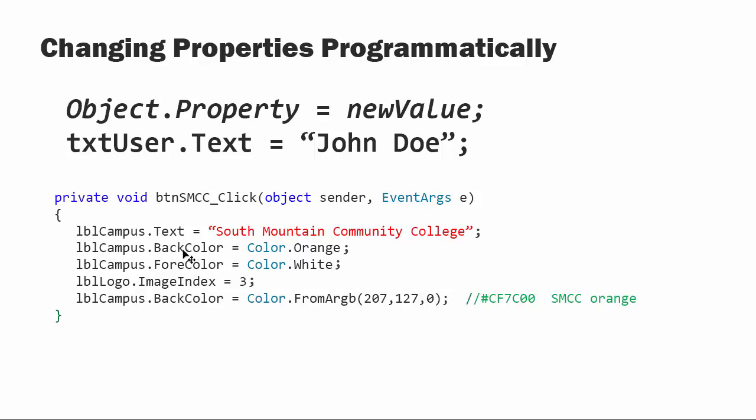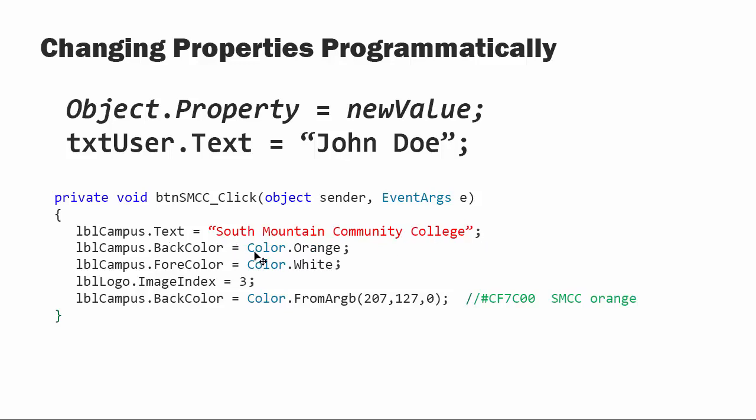We could change the back color of that label to display an orange color. And by the way, the new value has to be in whatever data type the property is expecting. So text has to be a string value. It can be a literal string, it could be a string variable, it could be a string constant, but it has to be a string value.